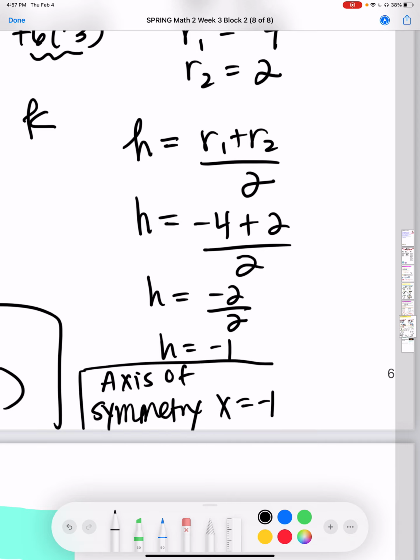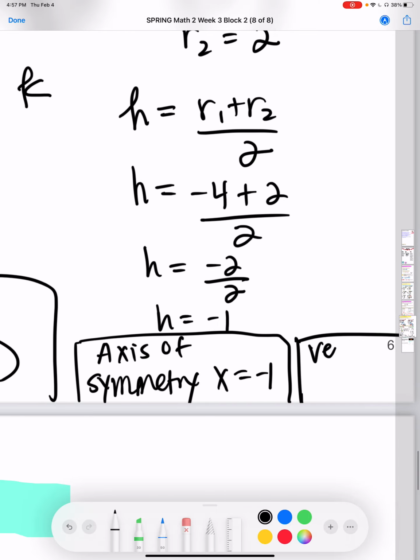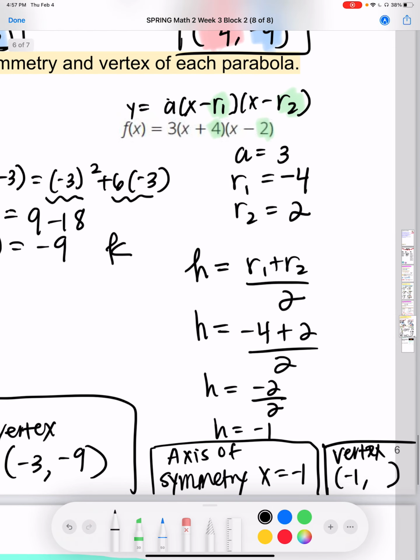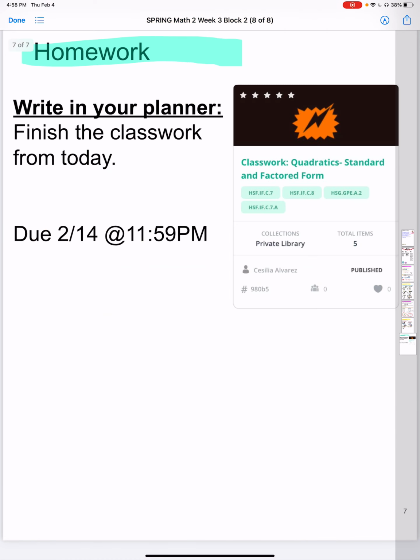So that's one answer. We still need to know the vertex. We know the x coordinate. So our vertex is negative 1 comma something. So again, to find what that something is, you're going to take the h we just found.